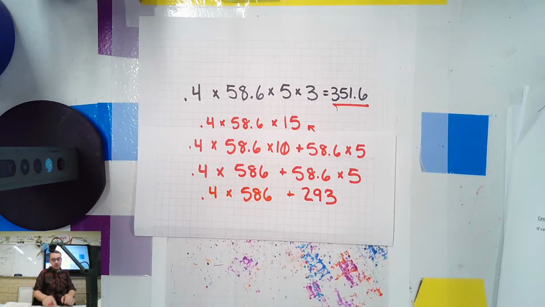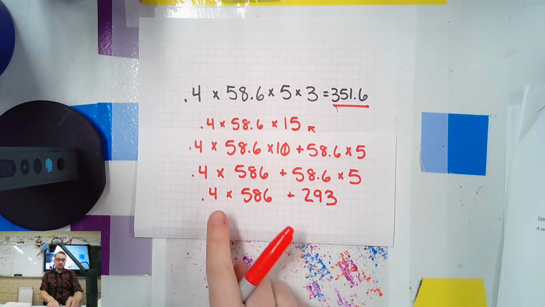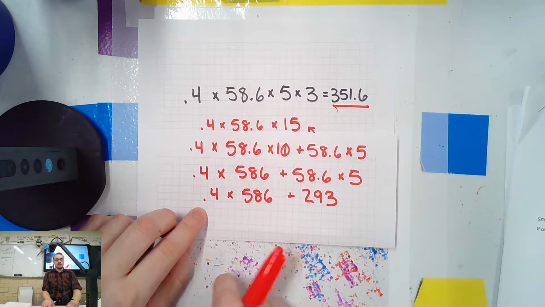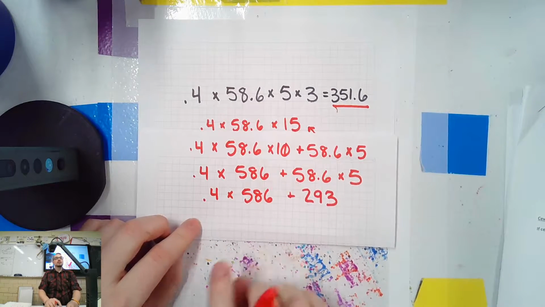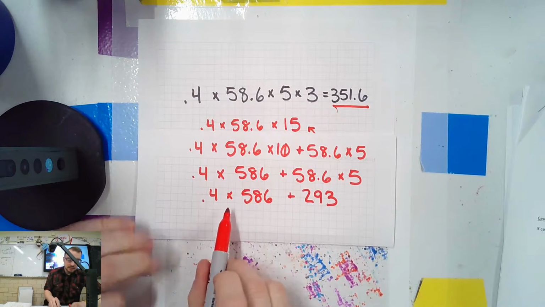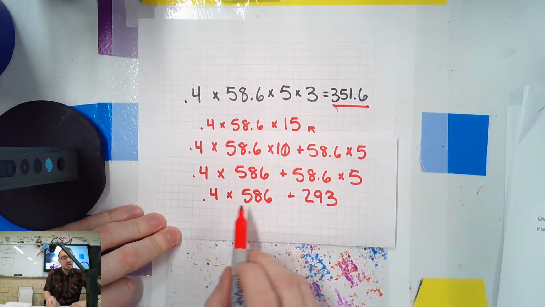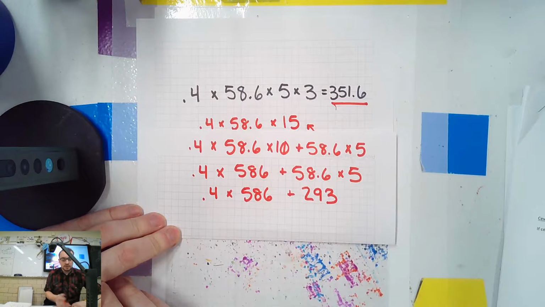All right? So now our problem is this, right? How do we deal with this? What do you think? A couple ways to think of it. You could estimate 0.5, right? And then take away 0.1 of this. But you know what? If I'm going to figure out 0.1 of this anyway, check this out. What if I found 0.1 of this and then quadrupled it? What if I did 0.1 times 586 and then times it by 4?